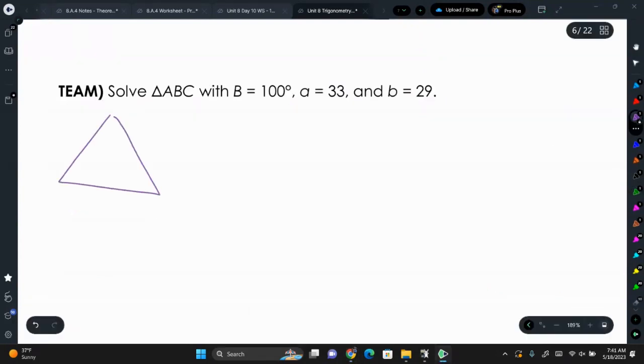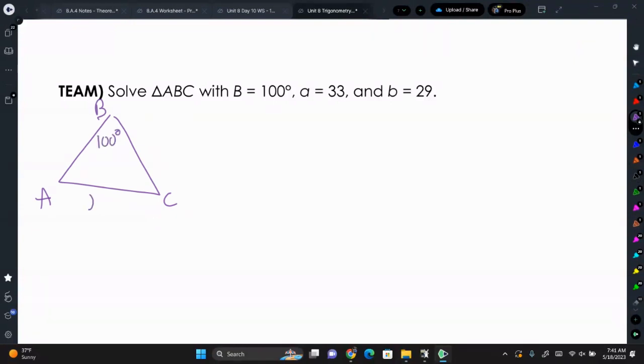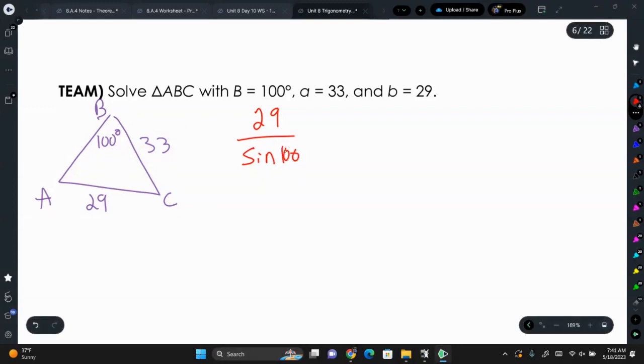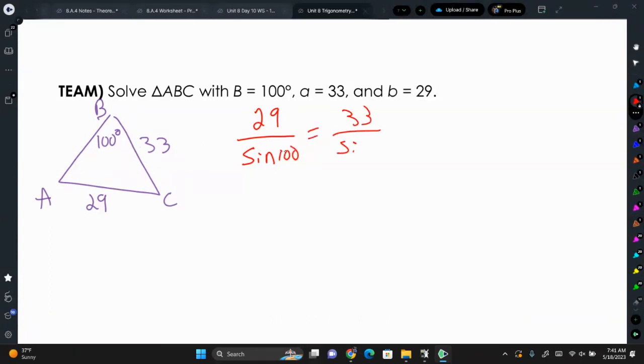Okay, this one here, then A, B, C. Angle B is 100 degrees. Side B is 29, and side A is 33. So I'm going to go through this setup, but I'm also going to show you a way that you know from the beginning that there's going to be no possible triangles.